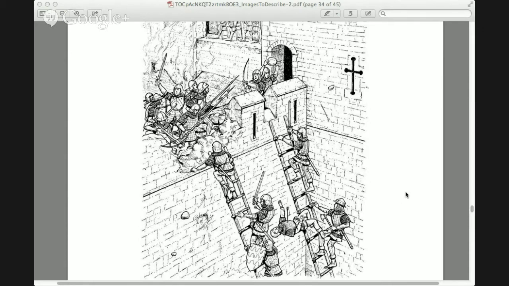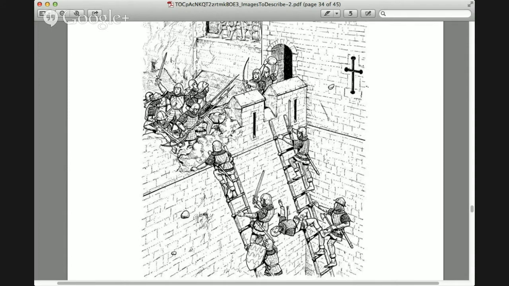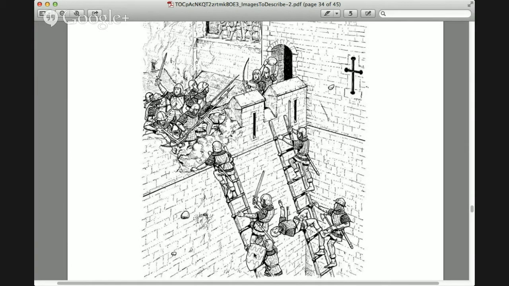Okay. So some of them are climbing, but then they're falling down. He's shooting an arrow, right? Yes. What are they using to protect them, like this man? I forgot how to call this. Does anyone know this word? Shield. Shield, good. So he's using a shield.